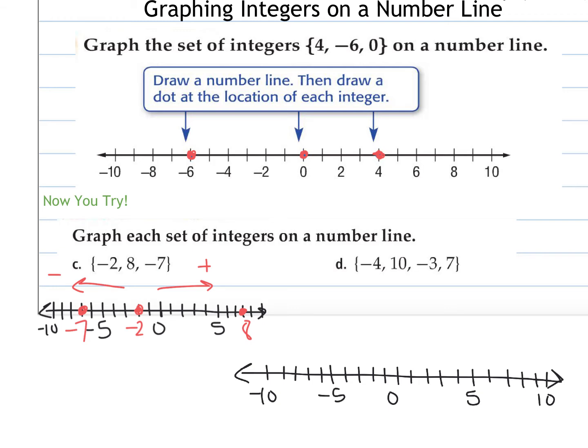We've got -4, so that's going to be 1 right in front of the -5 here. -4. 10, it's a positive, so we're all the way to the right here at 10. -3, that's right before the -5. And then a +7 right here.